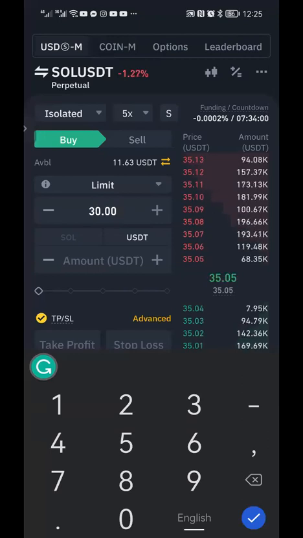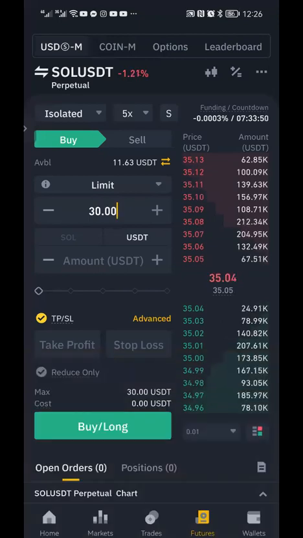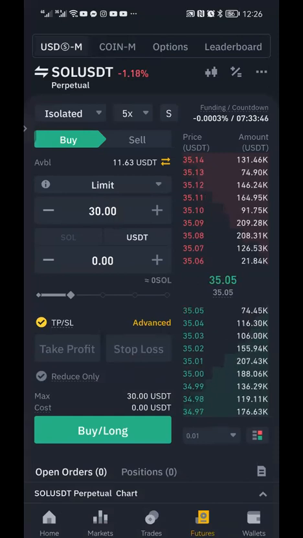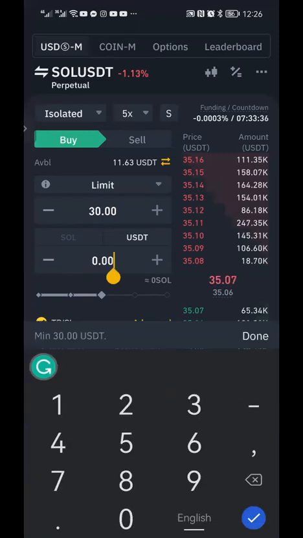Then the next is to enter how much USDT you want to spend or how much Solana you want to buy. As simple as that. So we can use the bar. Okay, let me come here. So they say the minimum you can use is 30. Okay. So let's say I'm typing 30. Done.